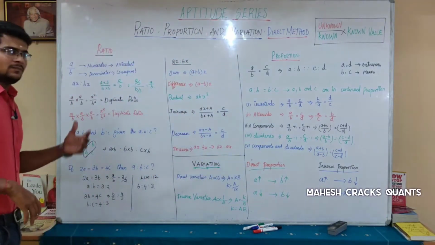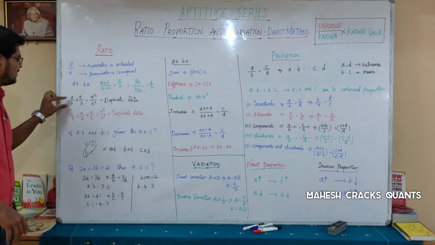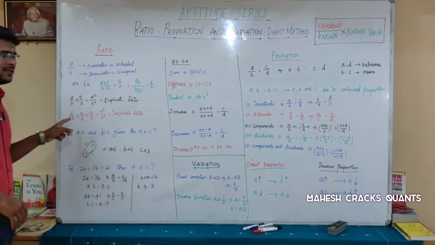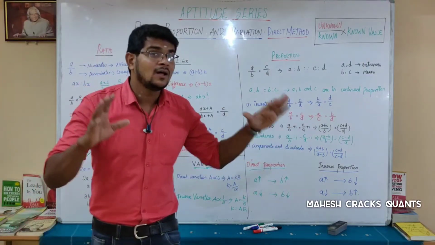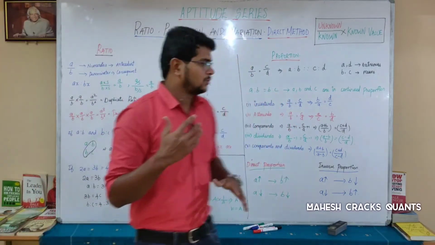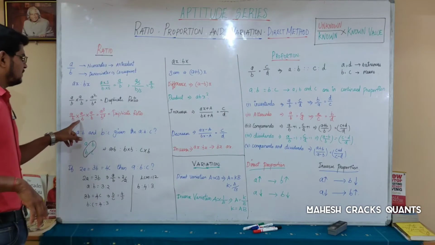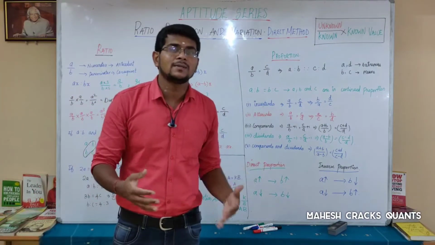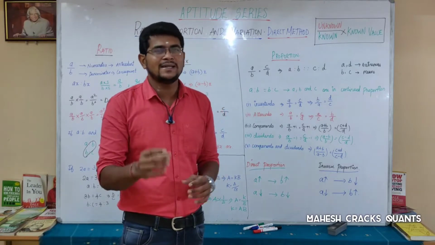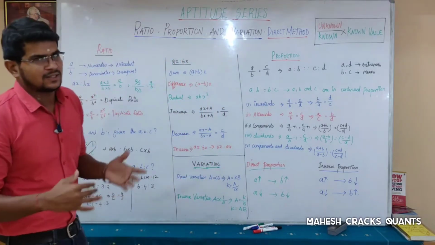When you multiply the same ratio A by B by itself, 2 times, you get A square by B square. That is called the duplicate ratio. Next, A by B into A by B into A by B, 3 times the same ratio. When you multiply 3 times, you get A cube by B cube, which is nothing but the triplicate ratio.